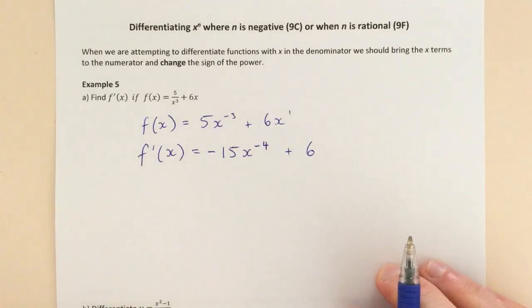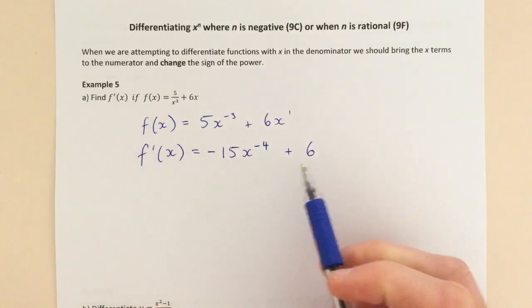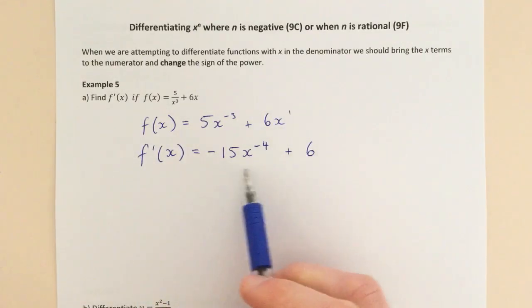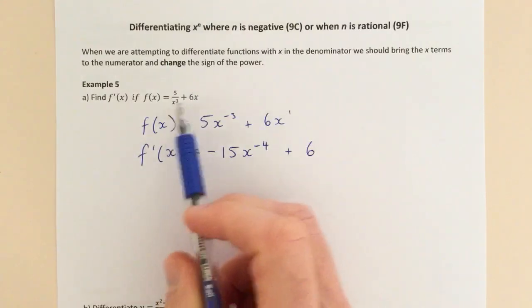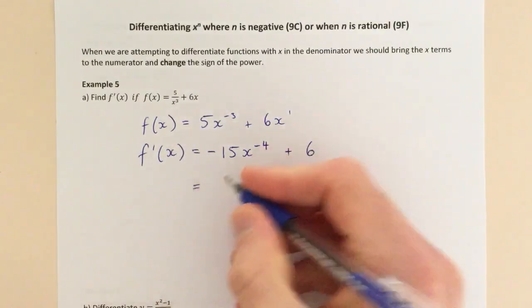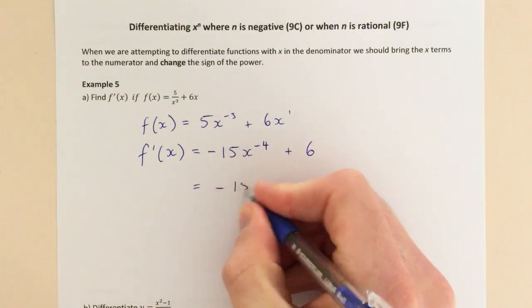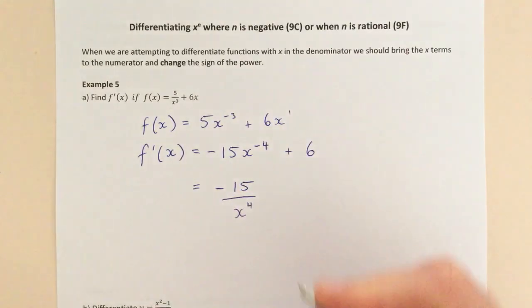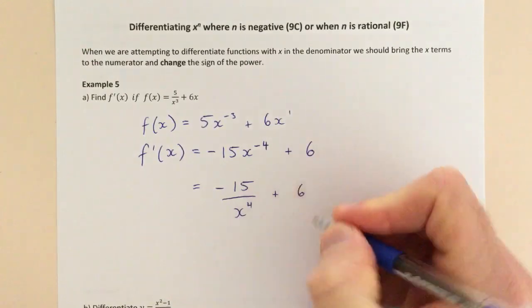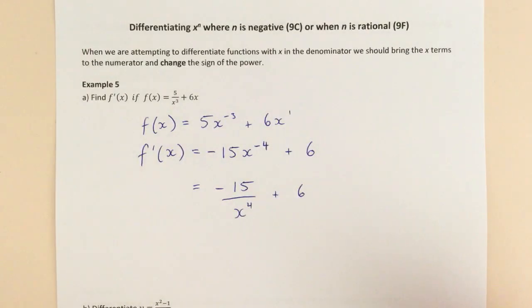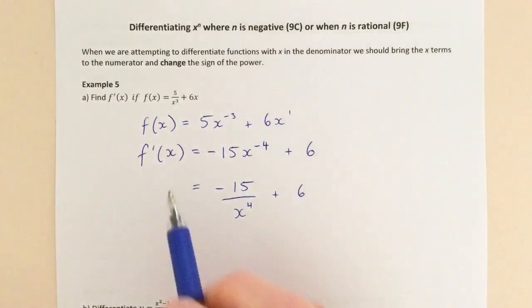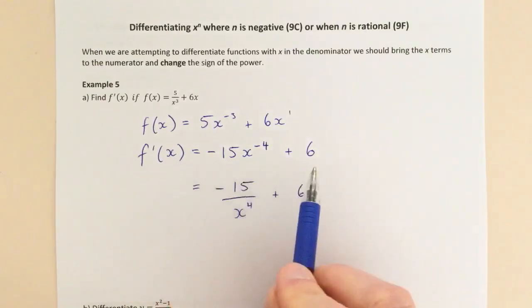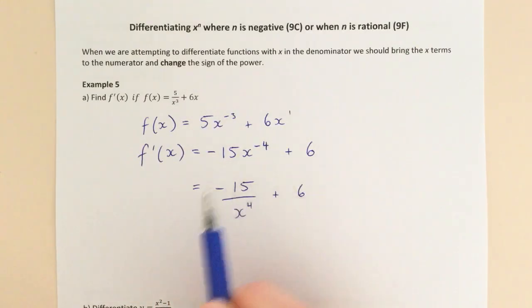Now, arguably you could just leave your answer like this. This is a correct answer. One of the conventions in maths is often to write your answer in the same form as it was written in the question. So you might go, okay, I'm going to move that x to the bottom and make it a positive power again, plus 6. So that could be our final answer. Technically speaking, you have answered the question at the earlier line, but that might be a more conventional way of writing your answer.